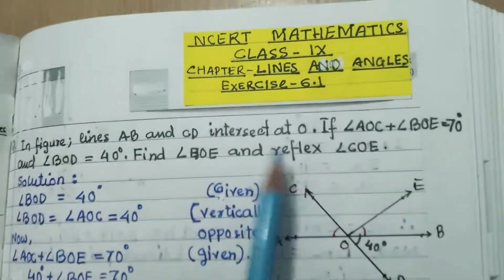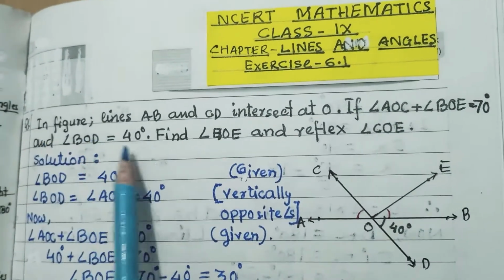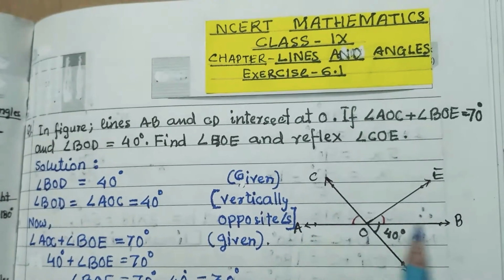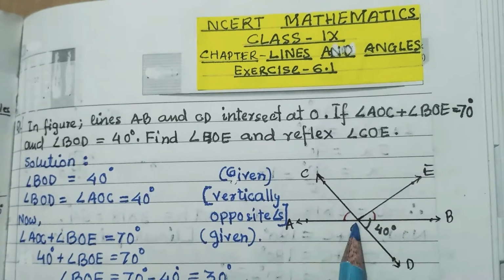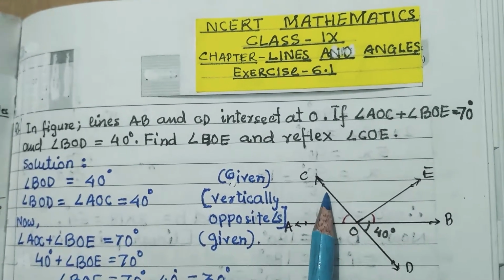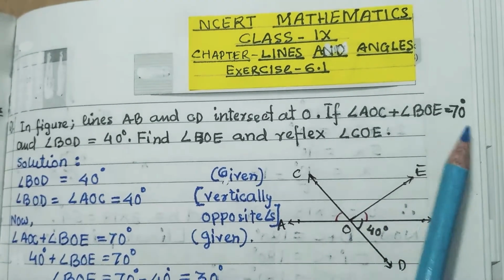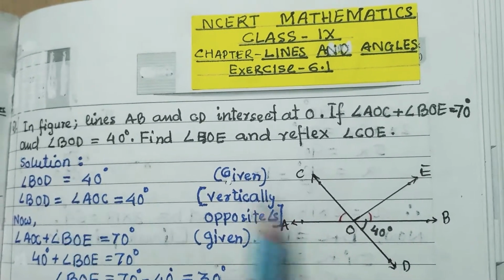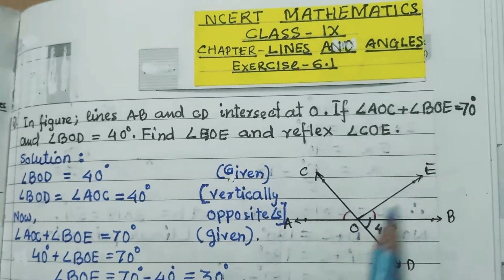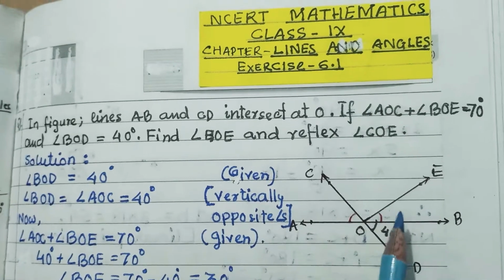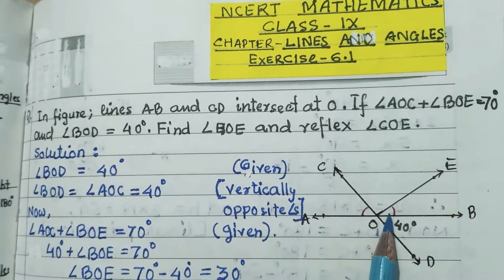Now NCERT questions, Exercise 6.1. First question: in the figure, lines AB and CD intersect at point O. If angle AOC plus angle BOE is 70 degrees, and angle BOD is 40 degrees, find BOE and reflex COE. That means not this one, the rest of the part of this.